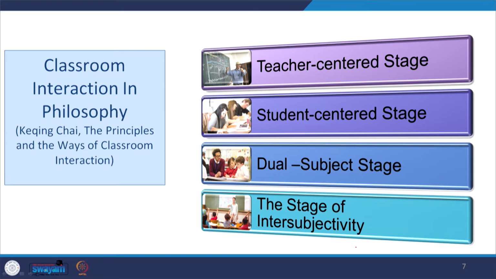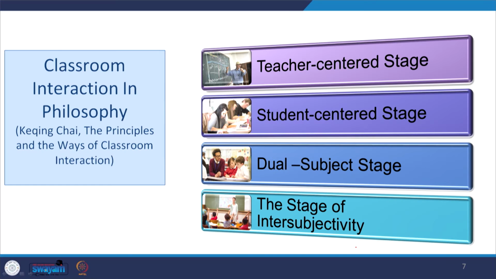Now in this regard, let us actually refer to one very important paper by Keking Chai, where he has mentioned the principles and ways of classroom interaction, where he was talking about the classroom interaction in philosophy. And there he propounds or talks about 4 areas. What are they? Teacher centered stage, student centered stage, dual subject stage, and the stage of inter-subjectivity. We will briefly touch upon all these.